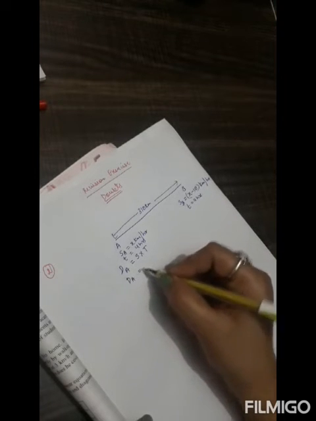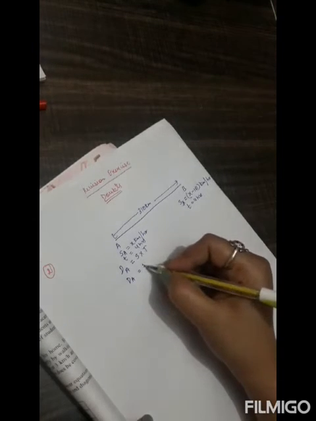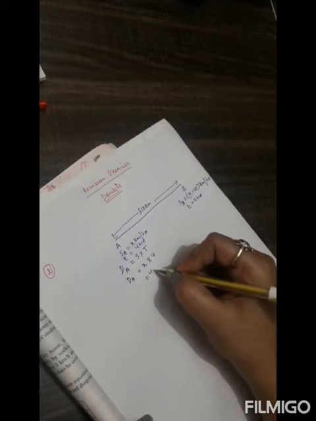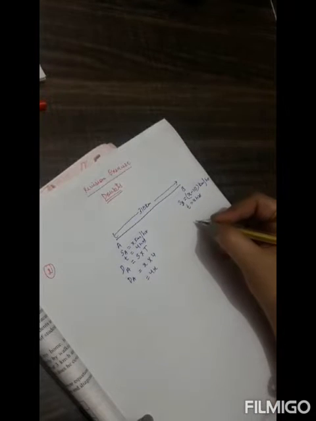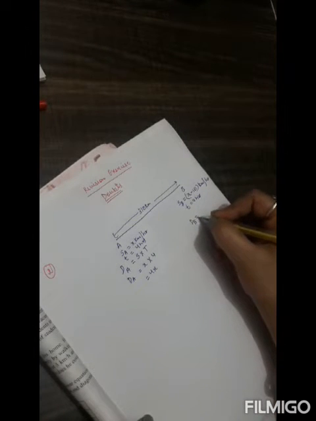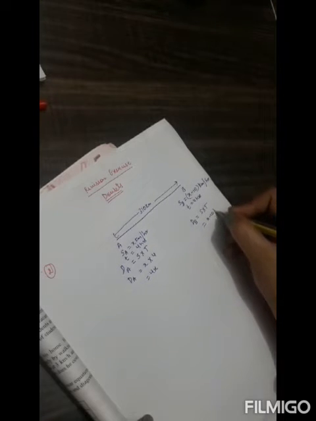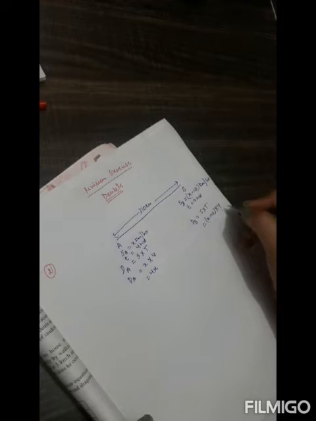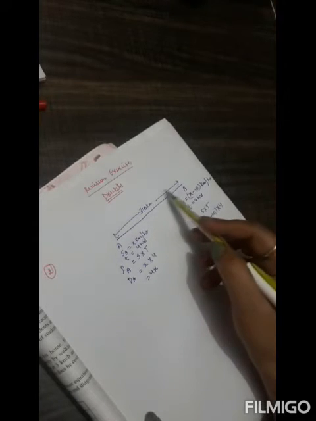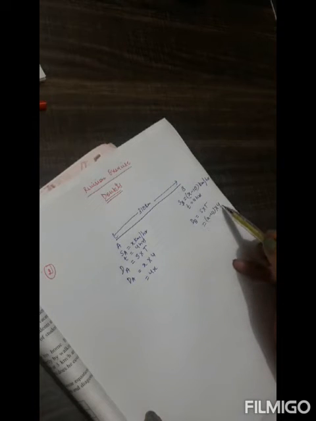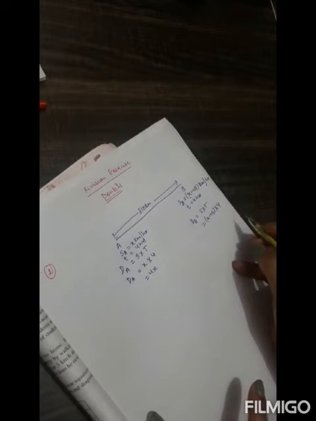So distance A covered in 4 hours: speed of A is x, and time is 4, so it covered 4x. Similarly, distance B covered is speed into time. Speed is x minus 10, time is 4 hours. Now according to the question, what is left? Total distance is 310. After covering this much distance, they are left with only 30.